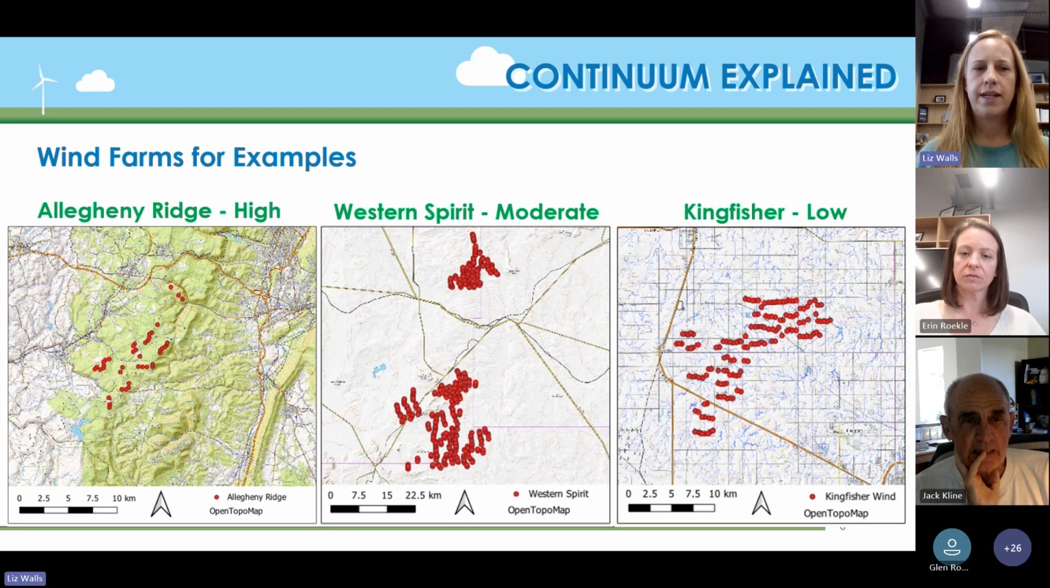Taking a closer look at each of these sites. So here we have the topography map for Allegheny Ridge. This is the highly complex site in Pennsylvania. The red dots are showing the turbine locations, which are along this ridgeline, a pretty steep ridgeline in Pennsylvania.